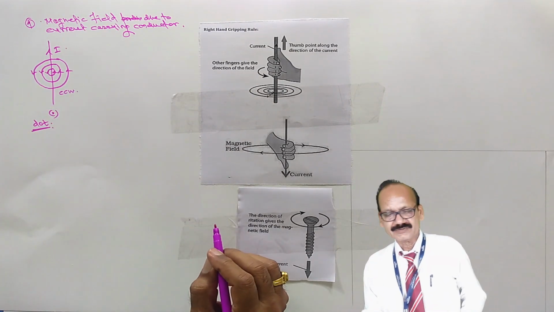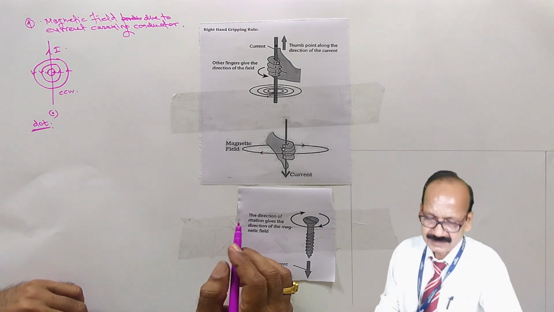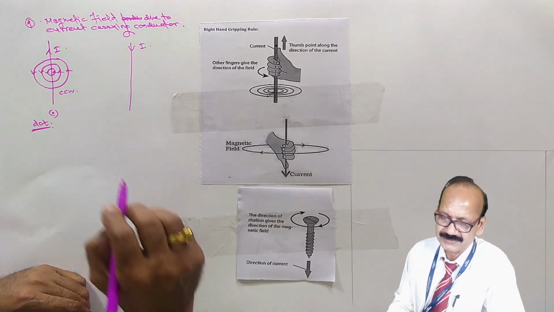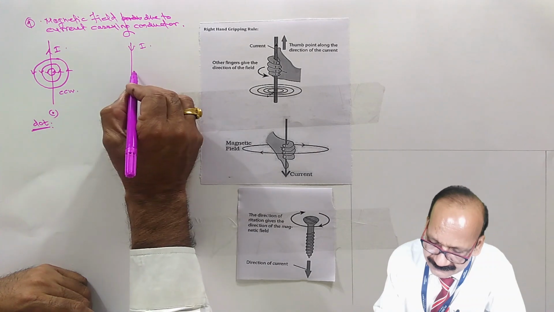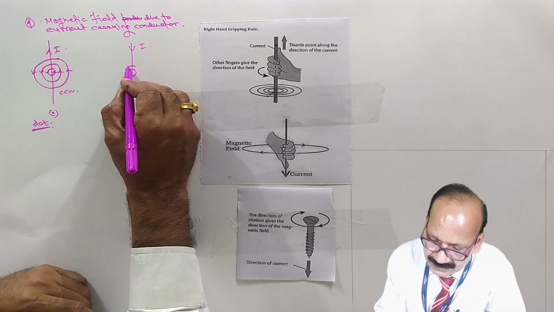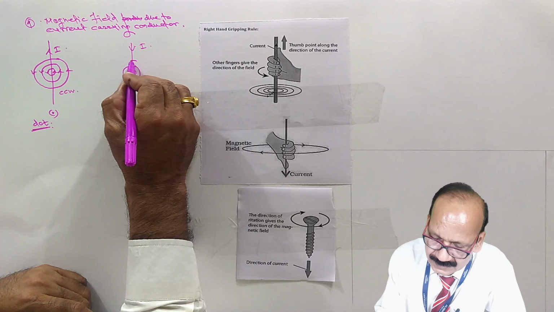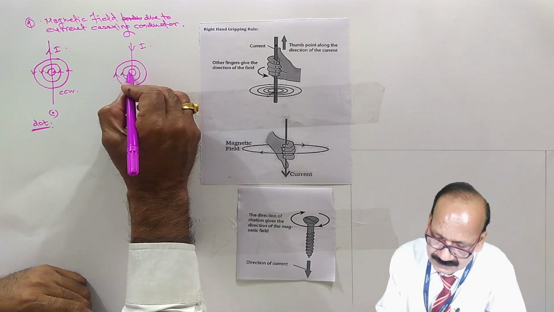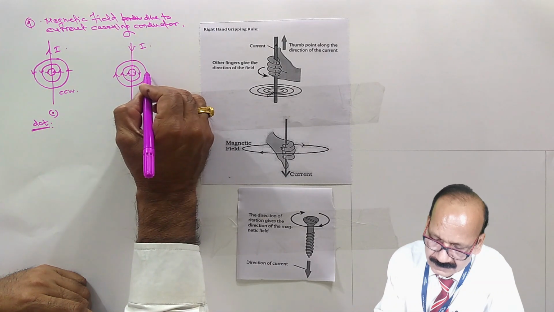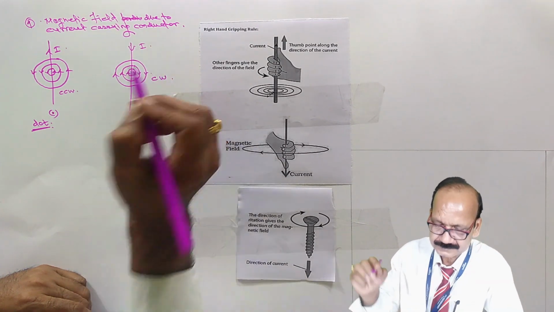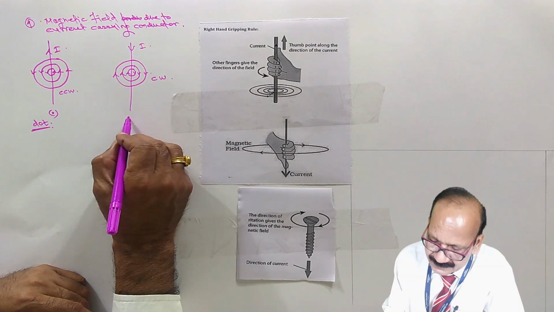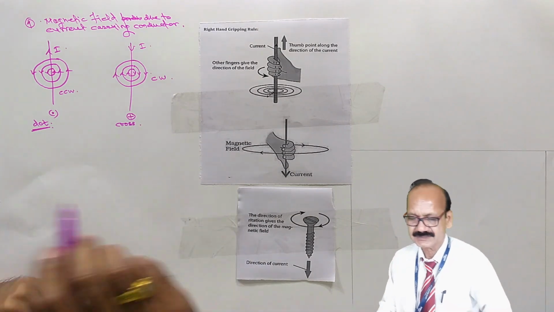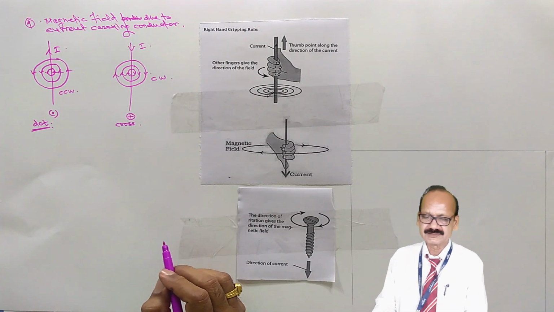Okay. Now let us say the conductor is carrying the current in downward direction. Say this is the direction of the current. Then the direction of magnetic field produced is clockwise. And this is denoted by cross.